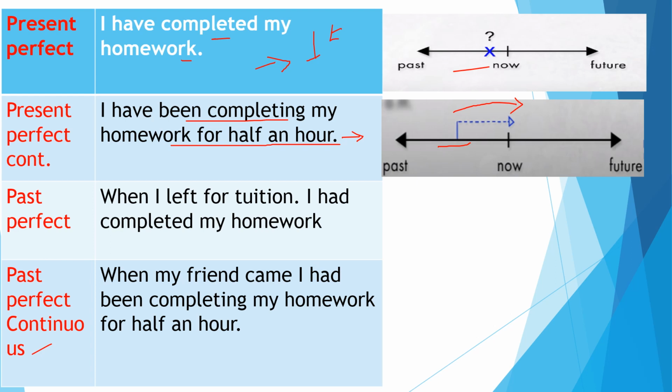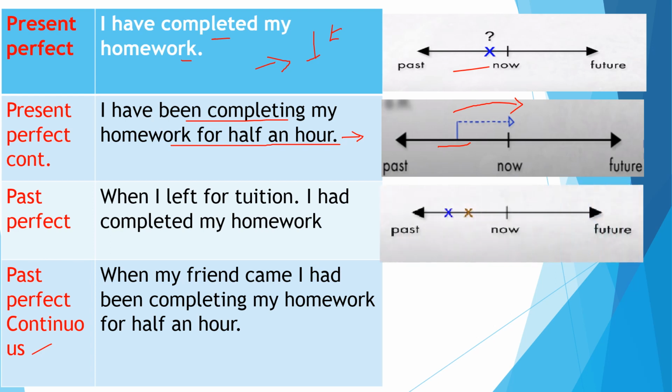Coming to the next, past perfect tense. Past perfect tense talks about two actions that happened in the past. See here, when I left for tuition, I had completed my homework. Here, 'I had completed my homework' is in past perfect tense. It means first you finished your homework, then you left for the tuition.